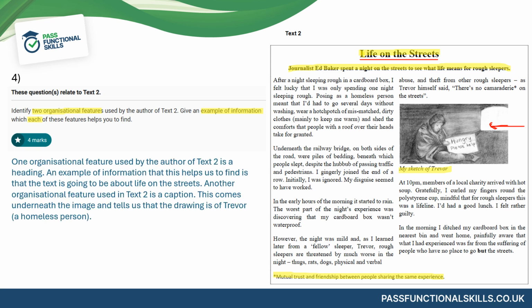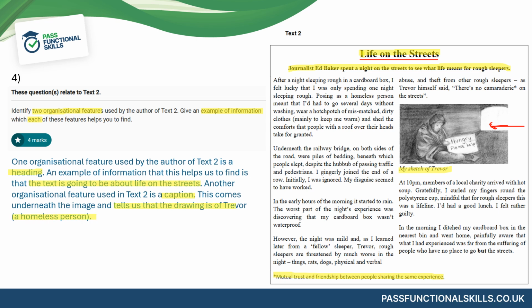So if we have a look at our written solution here, we've got one organisational feature used by the author of text 2 is a heading. That's our first mark. An example of information that this helps us to find is that the text is going to be about life on the streets. That's our second mark. Another organisational feature used in text 2 is a caption. This comes underneath the image and tells us that the drawing is of Trevor, a homeless person.